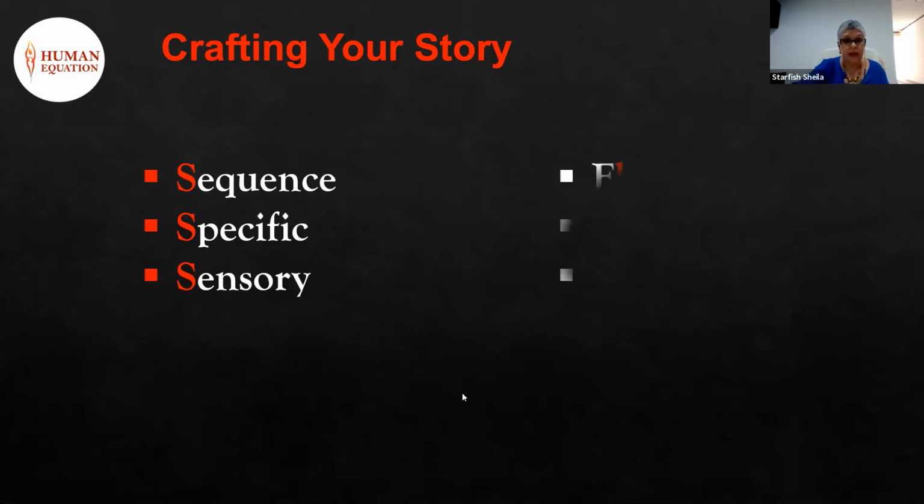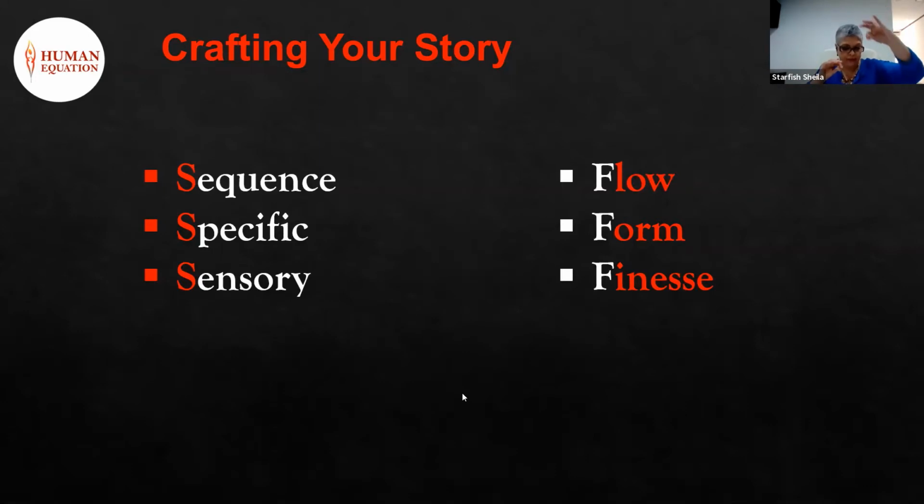The next are the 3 F's. Flow, form, and finesse. Flow is you need to have an introduction, middle, and end, and they need to connect seamlessly. Just like I talked about sequence, you need to have it in a sequence, and then flow from the beginning, middle to the end seamlessly, not staggered, jagged, choppy, because then people don't get it, they won't follow.